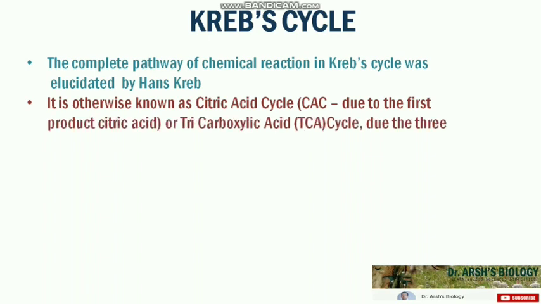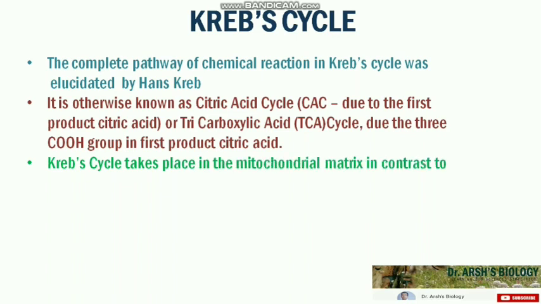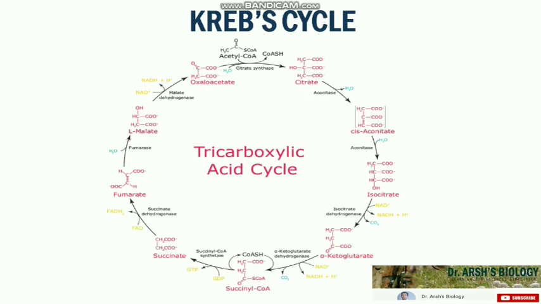It is otherwise known as the tricarboxylic acid cycle because citric acid, the first product of the Krebs cycle, is a tricarboxylate, containing 3 carboxylic acid groups, COOH groups. The Krebs cycle takes place in the mitochondrial matrix, in contrast to glycolysis, which proceeds in the cytoplasm. Now let us see the steps in the Krebs cycle. Here in this figure we can see the different steps in the Krebs cycle.